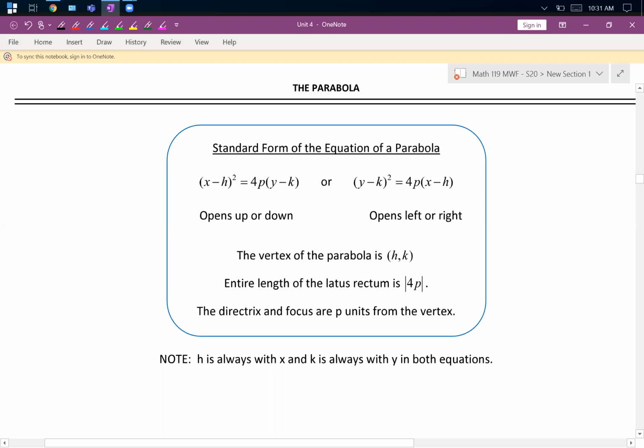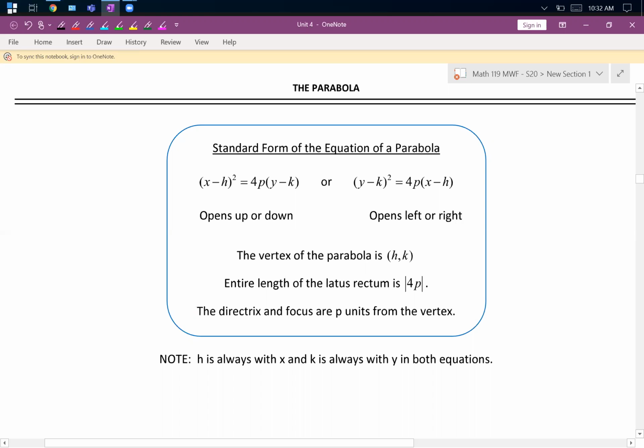The vertex of the parabola is (h, k), and again, heads up, be sure you're paying attention, just like with the hyperbola, that the h is always with x and the k is always with y.